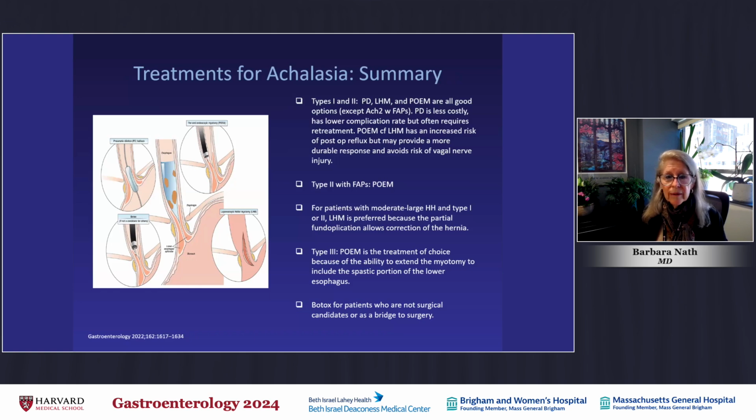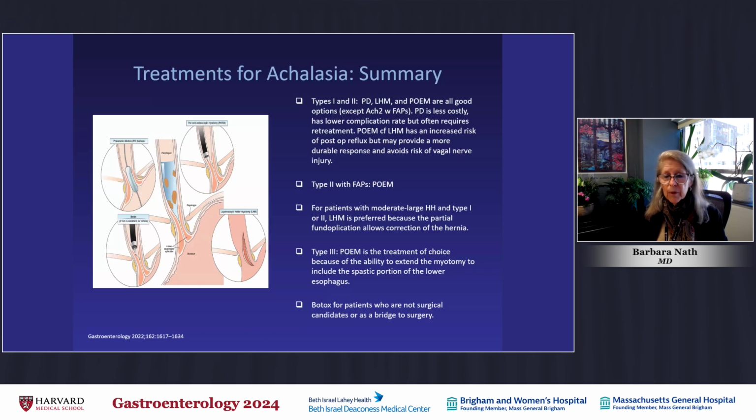Types 1 and 2, pneumatic dilation, Heller, or a POEM are all great options, except for achalasia type 2 with FAPs. Pneumatic dilation is less costly, lower complication rate, but often requires retreatment. POEM has an increased risk of reflux, but may provide a more durable response and also avoids the risk of vagal nerve injury, which can sometimes result in gastroparesis. Type 2 with FAPs should be treated with a POEM. Patients with moderate to large hiatal hernias, and type 1 or 2, the Heller myotomy is preferable because the partial fundoplication will correct the hernia, which is a benefit.